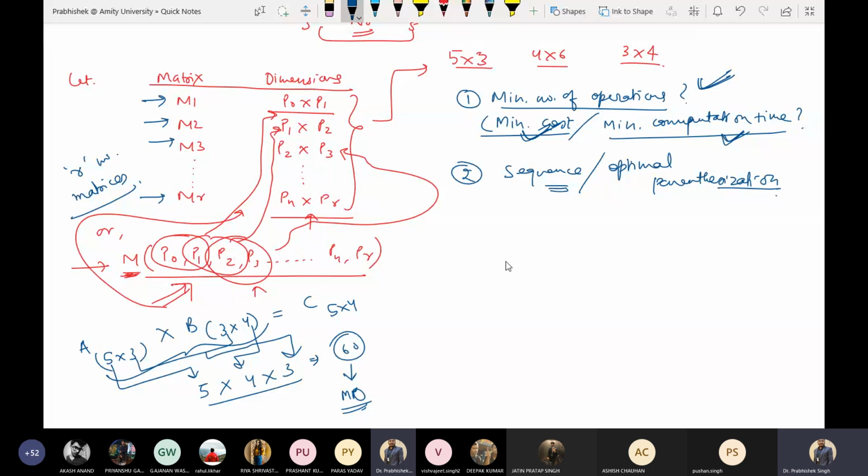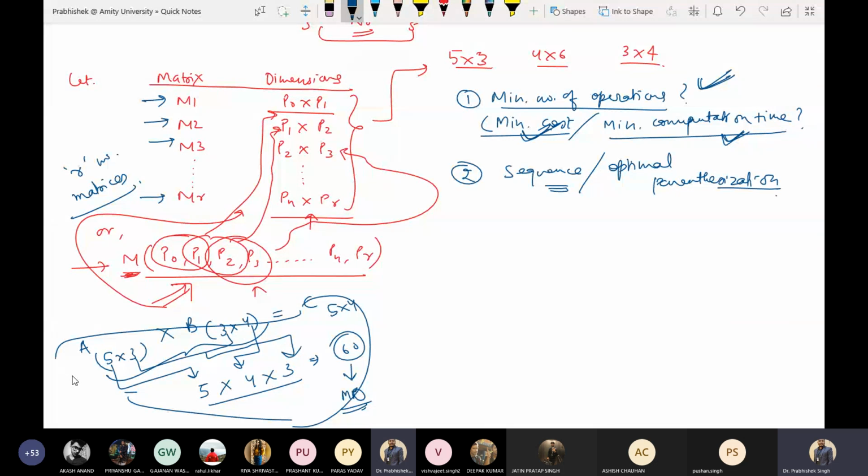I hope you have understood the minimum number of operations, minimum cost, and minimum computation time, because I have explained this part. The total number of multiplication operations required is the minimum number of operations, or the minimum cost, or the minimum computation time. But the second is, what is the sequence of multiplying all these matrices?